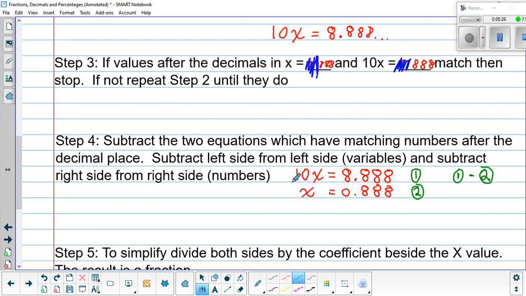So that means we're going to break this up into two problems, basically. So ignore these right now, and let's just look at this left-hand side. So what happens when we have 10x and we take away 1x? 10x minus 1x is simply 9x.